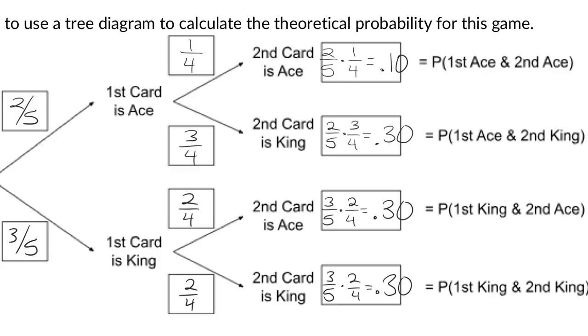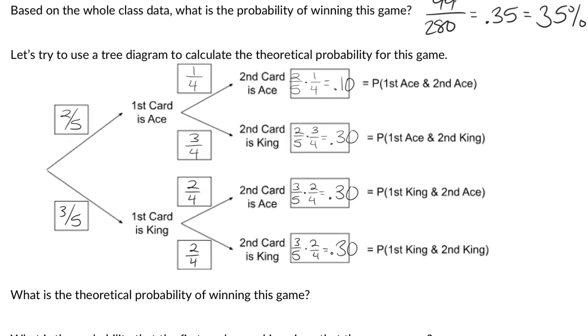So now I have this entire branching tree diagram that tells me all of the possibilities for this experiment. If I added these numbers up, this would be 10, 40, 70, 100. We have a 100% chance of these options happening, because there's no other option in this game. You either pull a king or you pull an ace. My question for you is, which of these branches of this tree was a win?